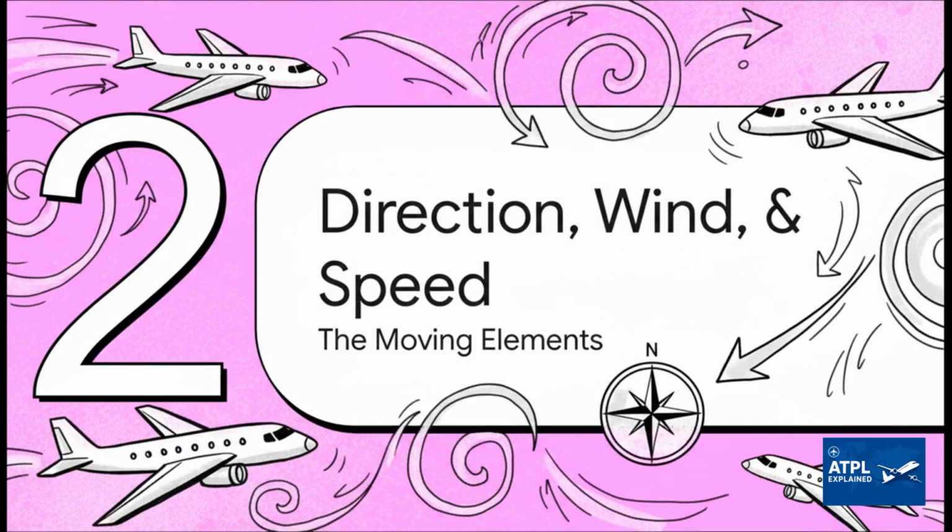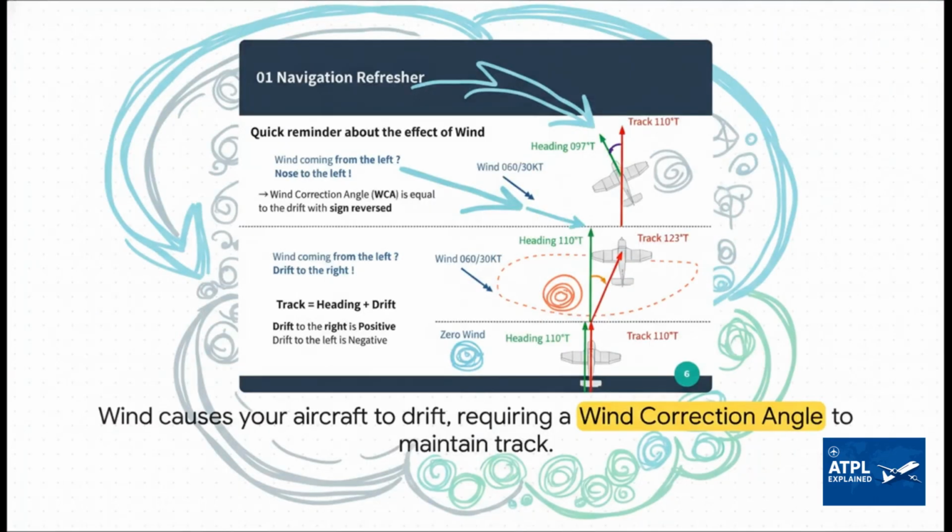Let's keep building on this, because out there in the real world, the air itself is moving, right? And we call that wind. This is where flight planning really starts to get dynamic. This slide shows a really simple rule in action. If the wind is coming from your left, you've got to point the aircraft's nose, you guessed it, to the left. This little correction is called the wind correction angle, and it's what makes sure your path over the ground, your track, is the one you actually want to fly.